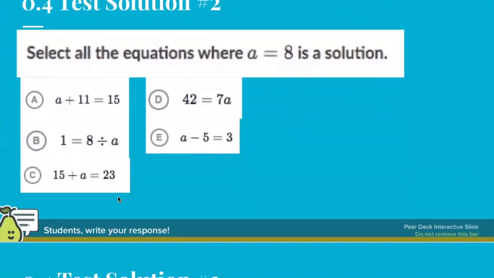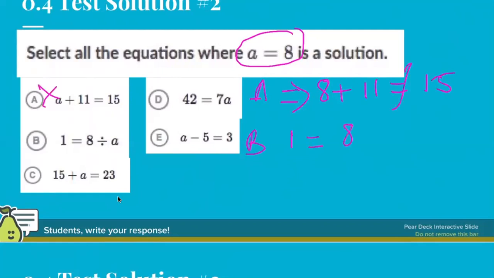Okay, over here is going to be the opposite. I gave you the solution, but I'm giving you a bunch of equations. We can do the same. We can solve each equation, or we can plug it in to see which one is true. So I'm going to test option A, 8 plus 11, that is not equal to 15. So A is not.